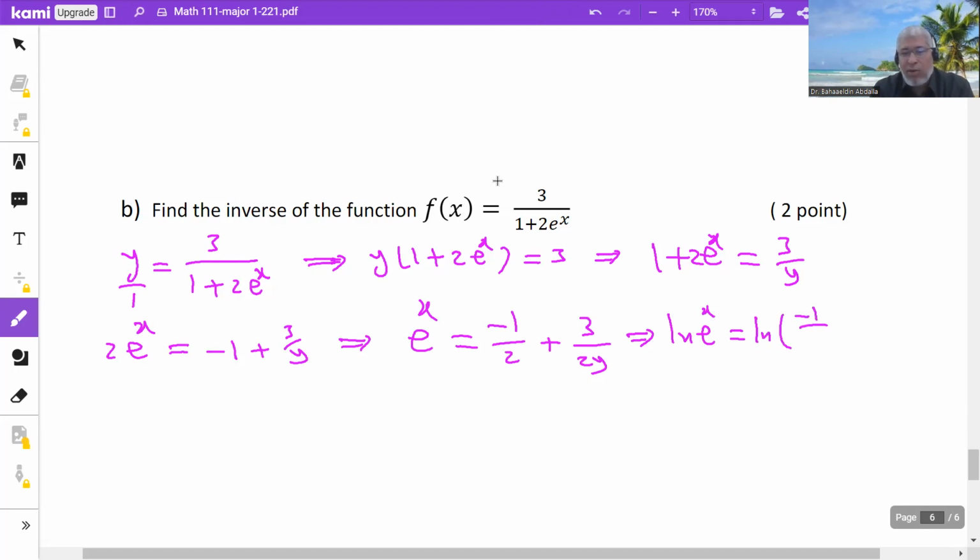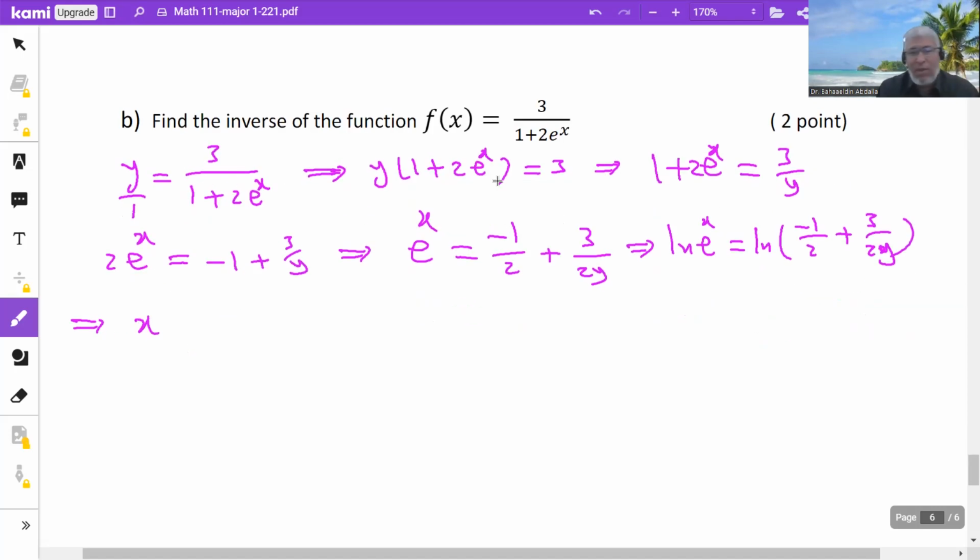So when we apply ln to both sides, we know that ln e^x is x. They cancel each other because they are inverses of each other. So we solved the equation for x. x is in fact equal to ln(-1/2 + 3/(2y)).